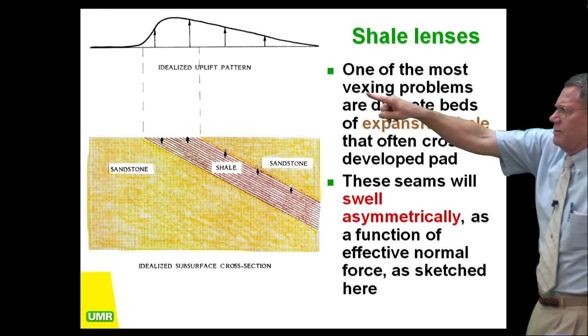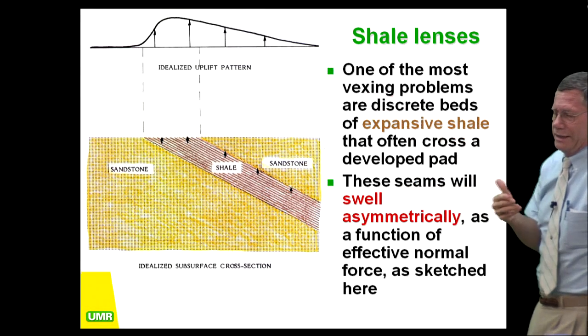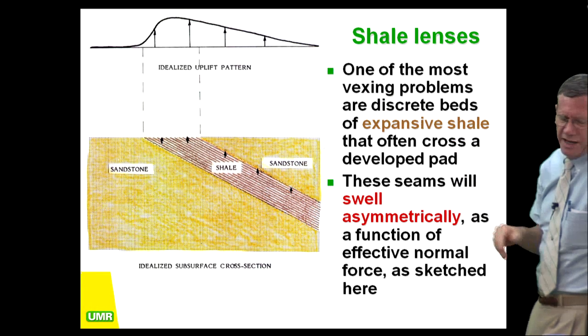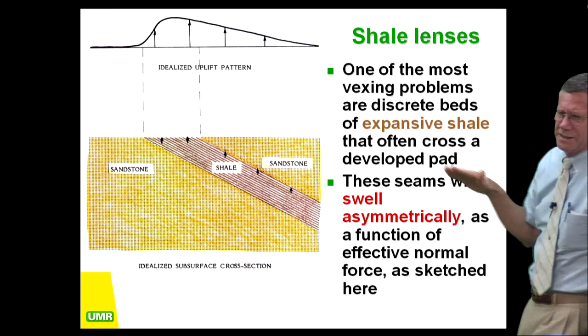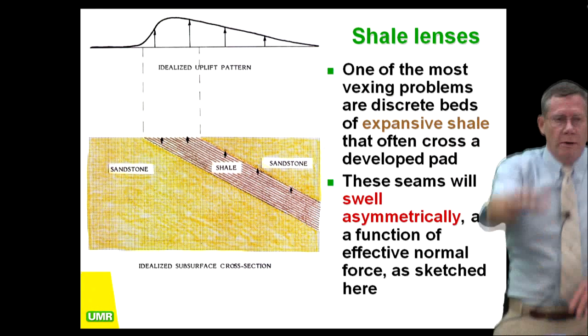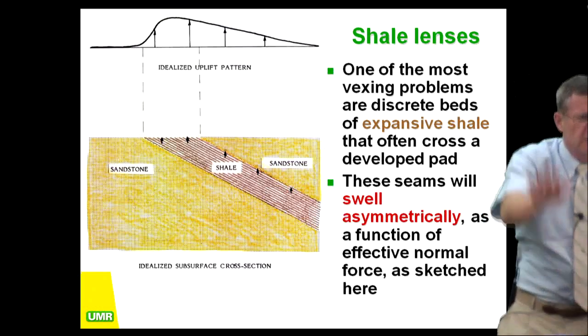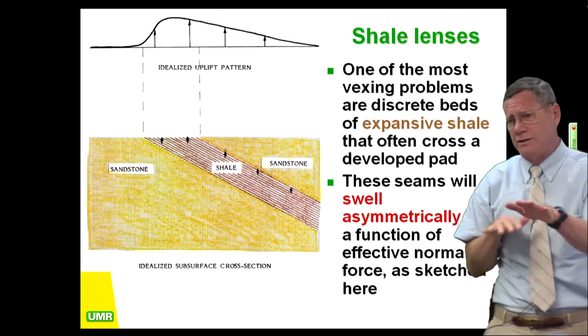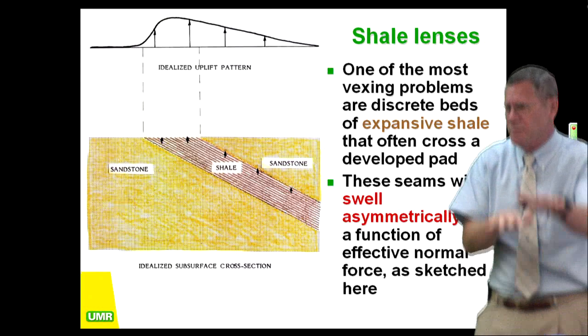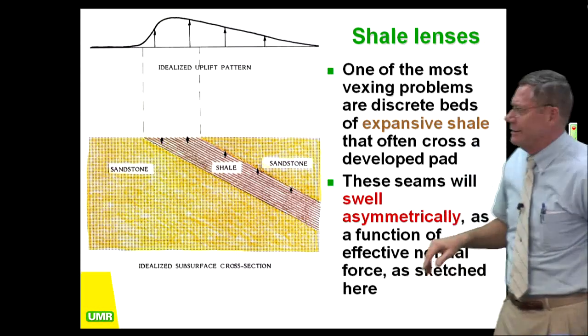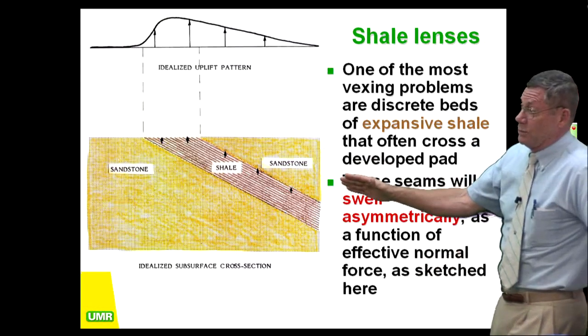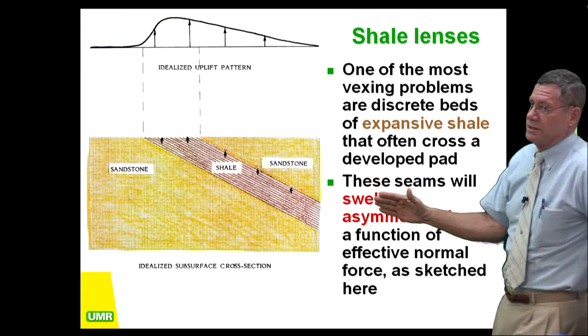So these seams are always going to swell asymmetrically. These are what give you nightmares on highways. If you go along State Route 118 through the Simi Valley, they got some beautiful little shale beds coming up through there, and you just go, oomp, oomp, oomp. That's a great ride. And if you can catch it at the right speed, you can really get a nice bouncer out of it.